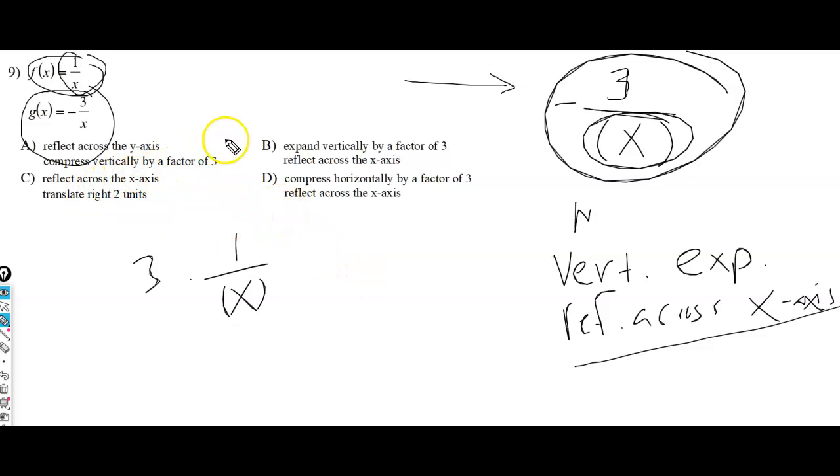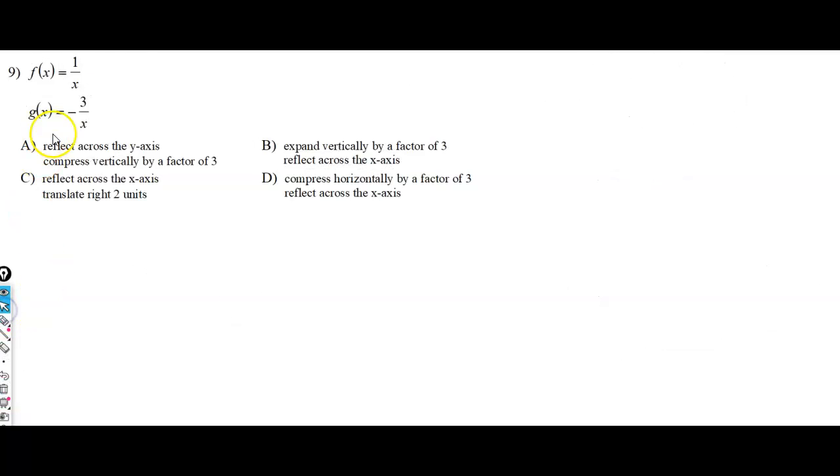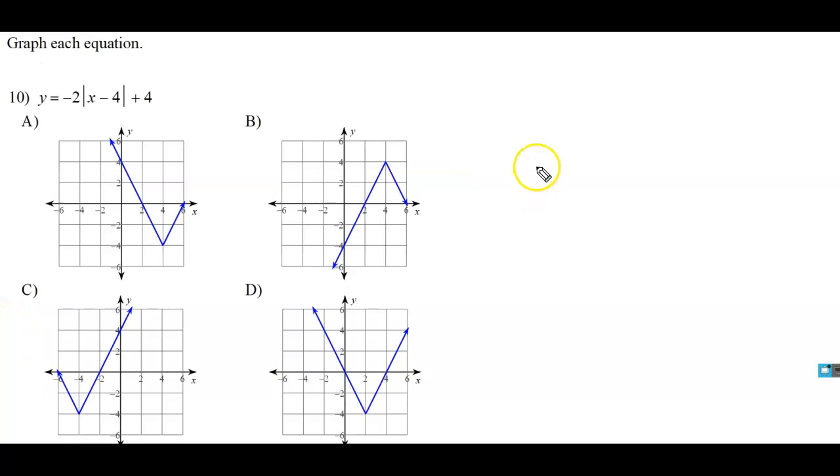Let's see. There it is, part B. Expansion vertically and reflection across the x-axis. And that's transformations for you. Okay? We're going to move on to the next part of our discussion, which is how to graph absolute value functions. Okay, so let's talk about how to graph absolute value functions really quick.